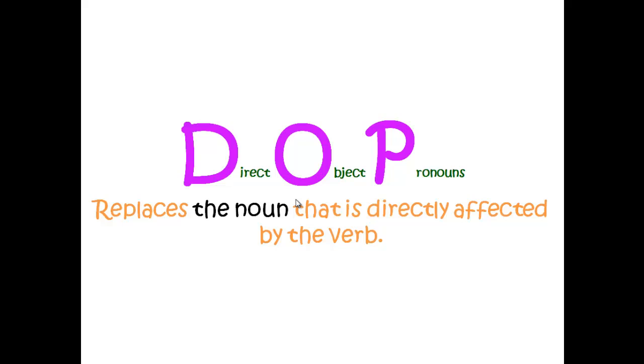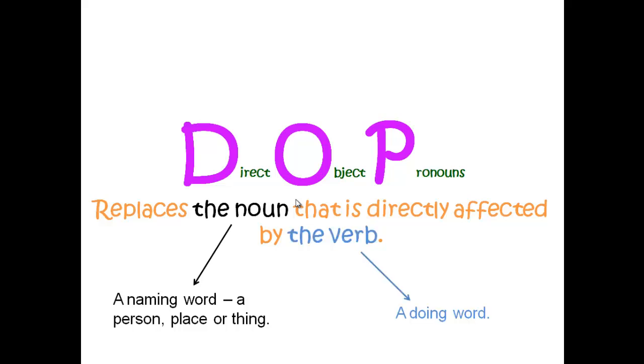A direct object pronoun replaces the noun. So the noun is just a naming word, a person, a place, or a thing. So the giraffe, for example, a chair, toe, I don't know, branch. All of these are naming words, so that's the noun. So it's replacing the noun, the naming word, that is directly affected by the verb. What do we mean by verb? Well, very simply, a verb is a doing word, like to run, to eat, to sleep, to listen to. All of these are doing words, okay?